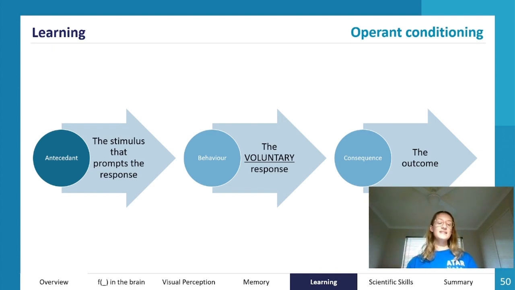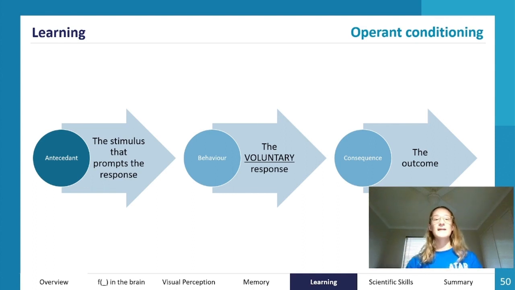So the ABC of operant conditioning. This is what operant conditioning is. Our antecedent is the environment that makes the conditions right for the behavior to follow, and it can be reinforced or extinguished by its consequences. So we have our A, our B, and our C. Our antecedent, our environment, is the stimulus that prompts the response. Behavior is the voluntary response, and the consequence is the outcome.